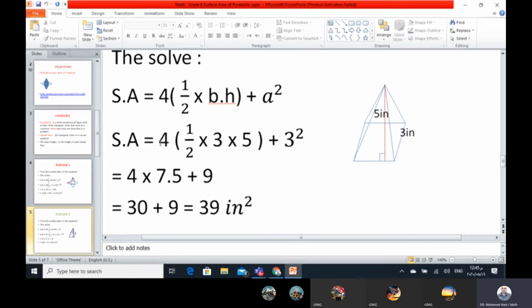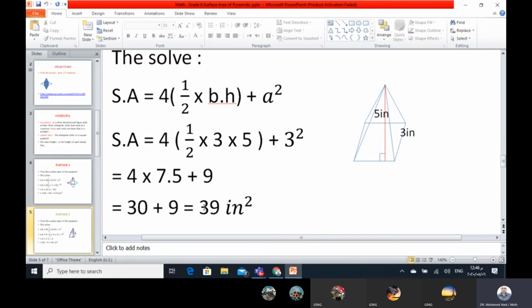And here before the parentheses we have 4. So now I can write 4 multiplied by 7.5 plus 3 exponent 2. 3 exponent 2 means 3 times 3, which will be 9. Now 4 multiply 7.5 will be 30. Plus 9. 30 plus 9 will be 39.